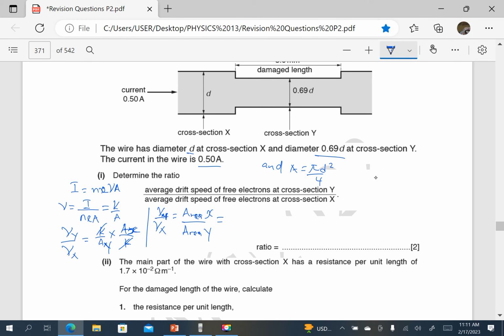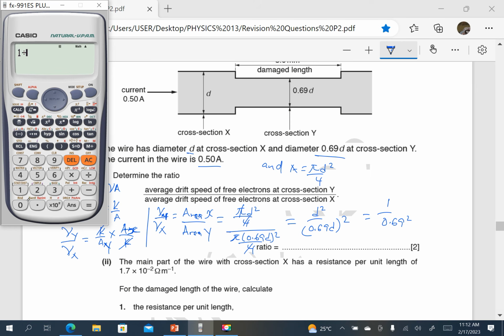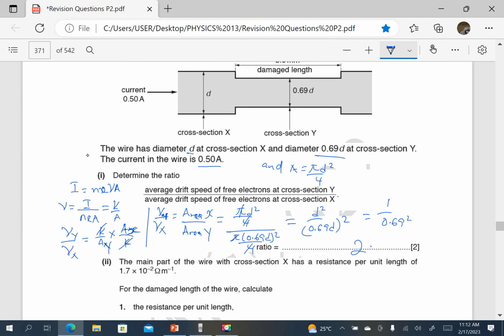So at X, diameter is D, so this is just going to be pi D squared over 4. And at Y, diameter is 0.69 D, so this will be pi times (0.69 D) squared divided by 4. So 4 cancels, pi cancels to remain with D squared over (0.69 D) squared, which is the same as 1 over 0.69 squared because D squared cancels. So you have 1 divided by 0.69 squared, which is 2.1. So the ratio is 2.1.